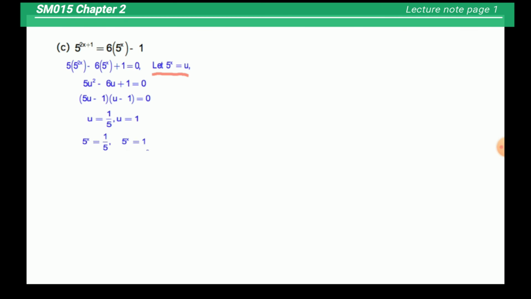Next, you need to rewrite 5 to the power of x equal to u, so that 5 to the power of x equal to 1 over 5 and 5 to the power of x equal to 1. For the first one, if you notice, 1 over 5 is 5 to the power of negative 1. So we can compare the power, since the bases are similar. So x equal to negative 1. For the second, 5 to the power of x equal to 1. If you notice here, 1 is actually 5 to the power of 0. The bases are the same, so we can just compare the power. Hence, x equal to 0.